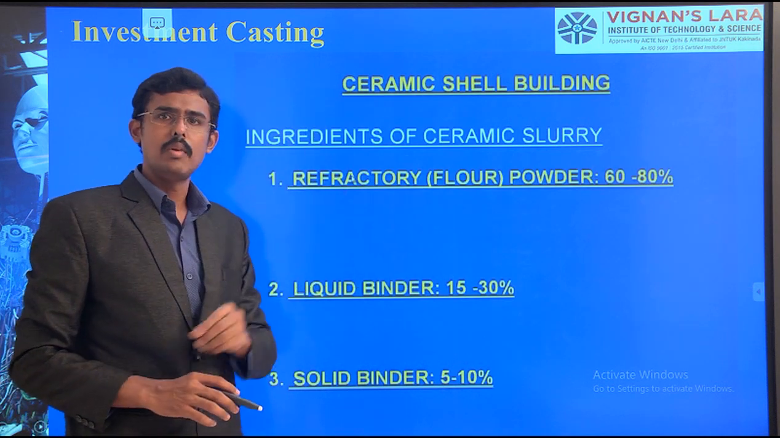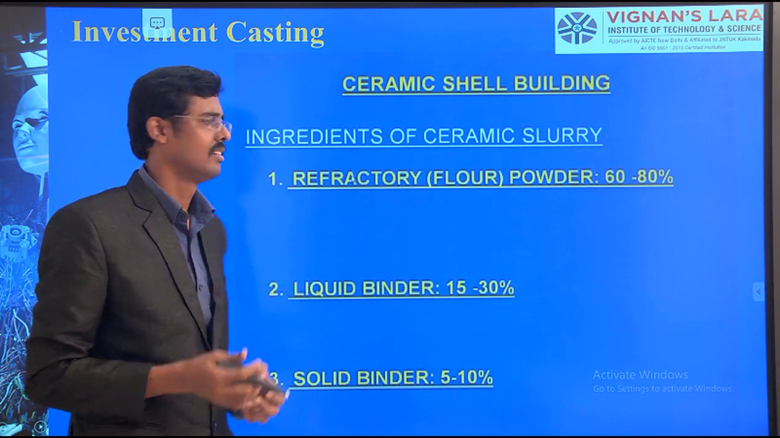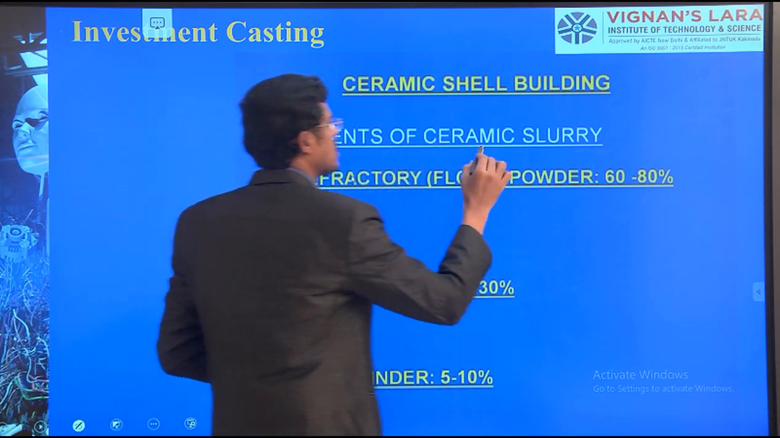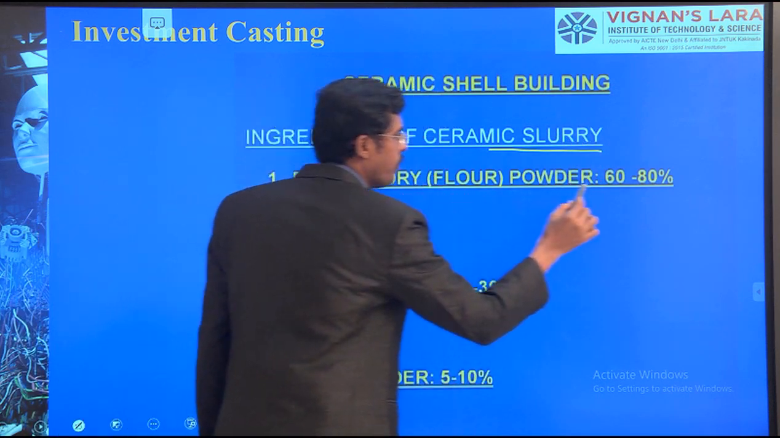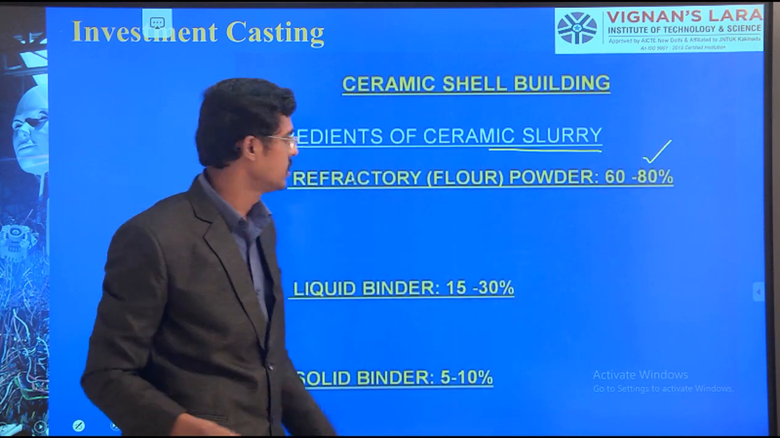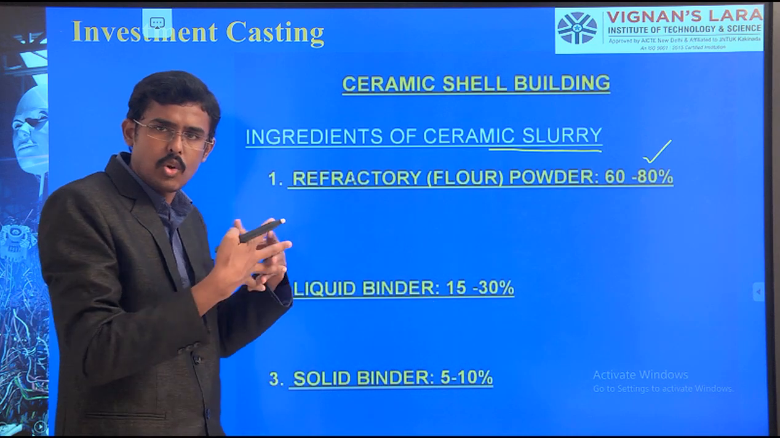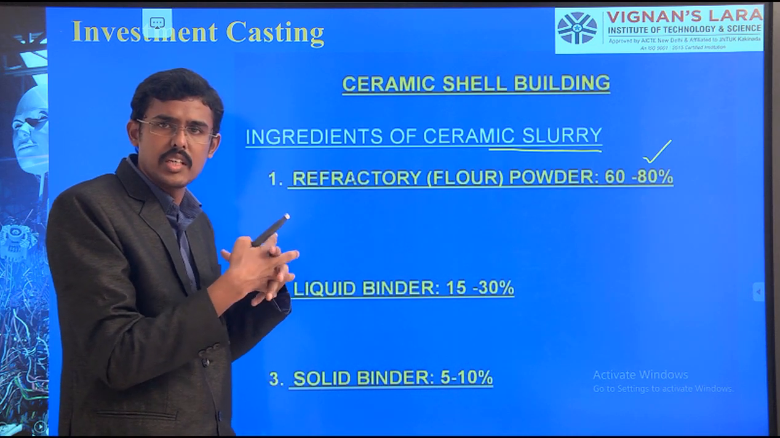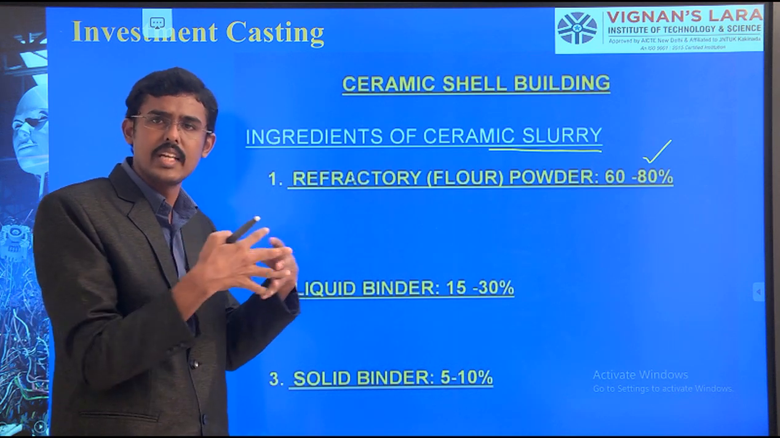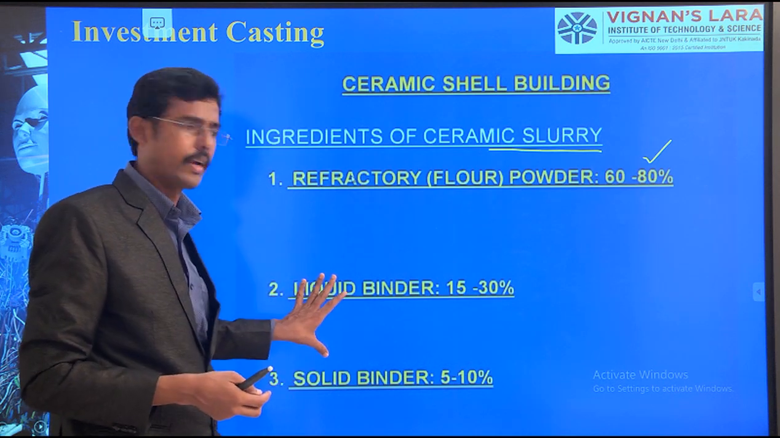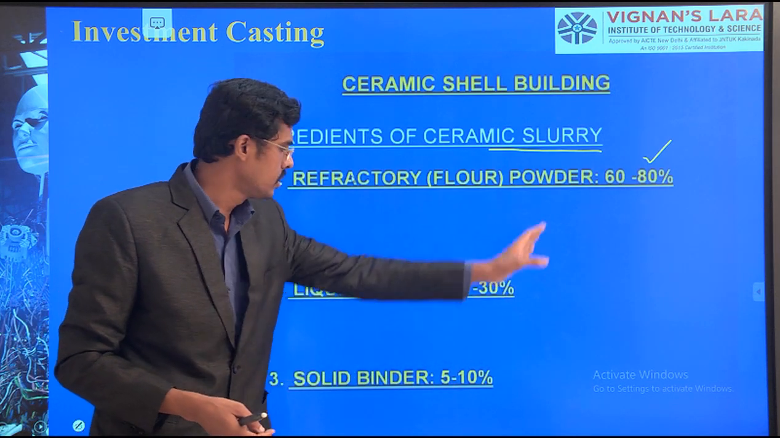Before going to the shell building process, we should know what this ceramic slurry will contain. The ingredients of ceramic slurry: it may contain refractory powder, 80% first. Then the liquid binders to combine the ceramics. We need some binding materials, the gums. Solid binders, liquid binders. So here we have taken 15 to 30, 5 to 10%. Total 80, 10, 10 we can take.